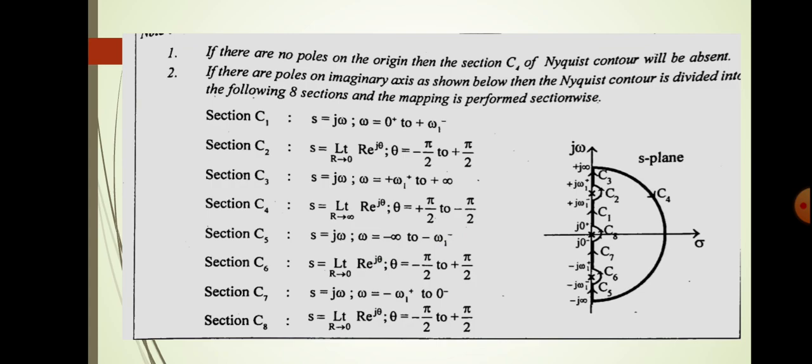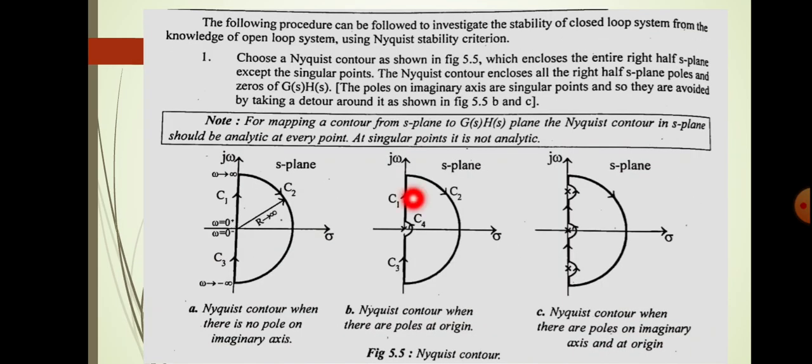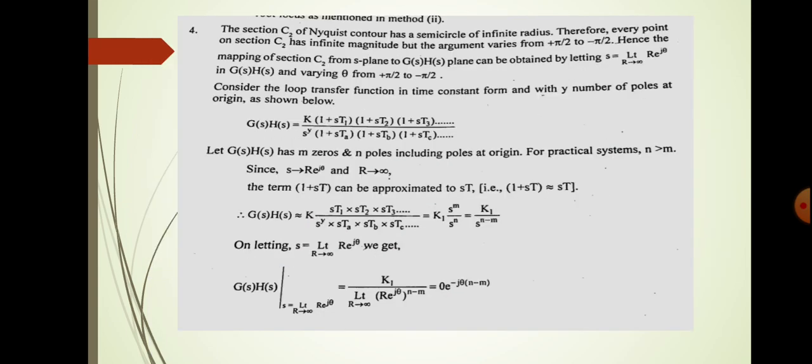Similarly, if we don't have any poles on the origin, when there is no pole on the origin, see here it is indicated there is a pole on the origin. That is why we are not taking this point, we are taking a curve here by eliminating this cross point. Suppose if there is no pole at the origin, that means the Nyquist contour will look like this as shown in the figure. So we can solve it easily.